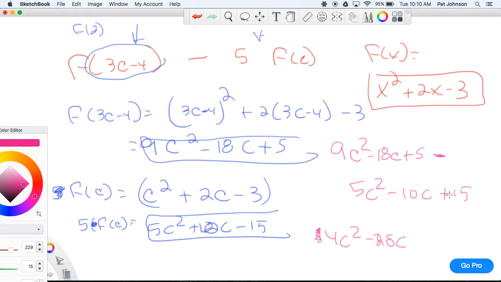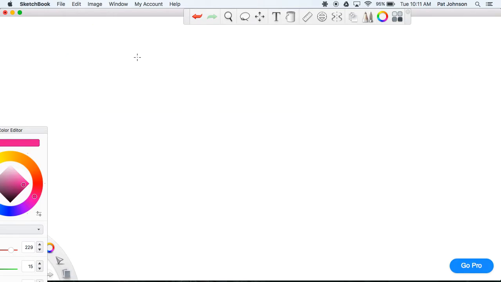And I already changed the signs on all these. I just realized that went right here. All right, so it's 4c squared minus 28c plus 20. And there's your answer. So don't let it scare you because it's more than one term or it's another variable. Okay, here's this next section.